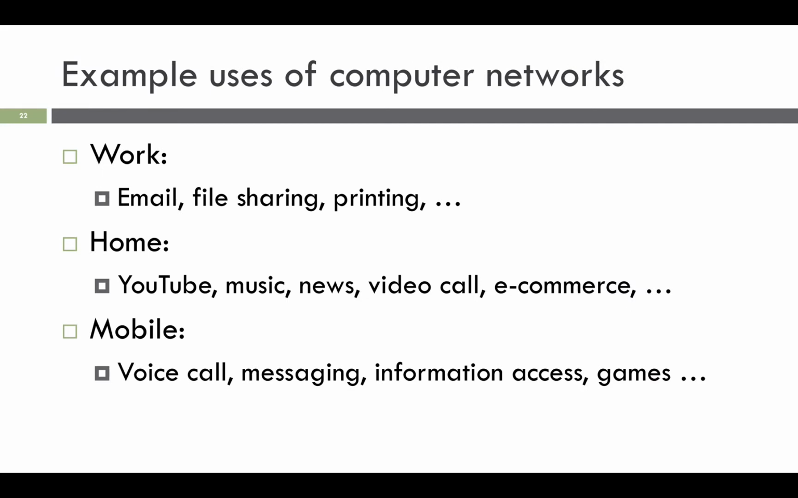In today's world, there are many examples of computer networks. People use them in the workplace to send emails, share files, and print documents. At home, you might use a computer network to view a YouTube video, stream a movie, listen to internet radio, read the news, make a video call, or purchase something. You use them on your phone to make calls, send messages, look up information, or play games.